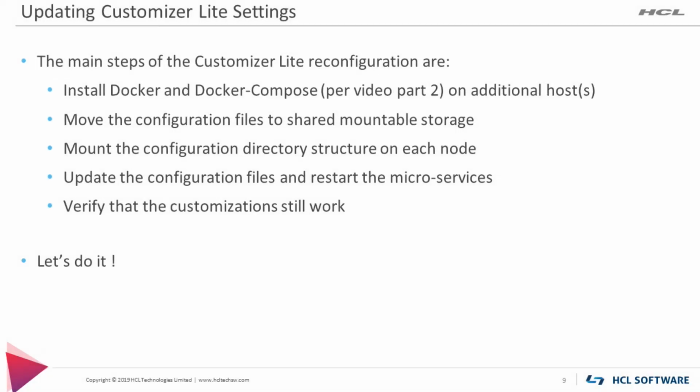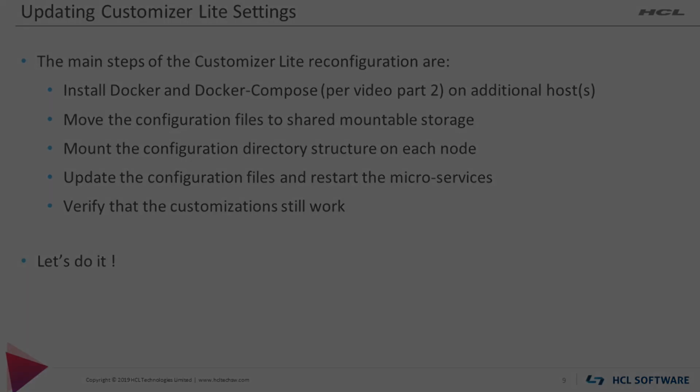In the interest of time, I already have a second machine ready to run. I'm not going to demo installation of Docker and Docker Compose again, nor mounting shared storage into a file system. I'll show the configuration files in their new shared storage location, and then we'll make the necessary configuration changes to support the HA deployment. Since the Docker images are already in a Docker repository, they should already be accessible to any machine on which the containers will run, so there should be no need to change as far as Docker images are concerned. Then the microservices can be restarted and we'll check that the customizations are still functional. Let's do it.